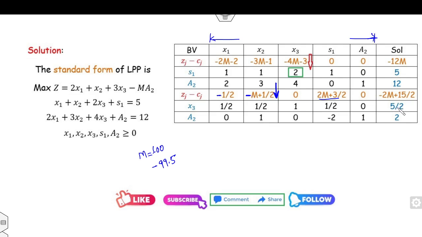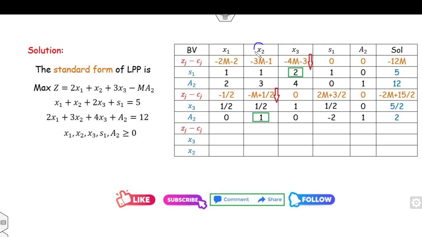Fine. What is the minimum ratio? This is 5, this is 2. So that number is my leaving variable, and that part is my box element. That means I have to remove A2 and replace it by X2. Again, because this forms the identity matrix, I can write X3 as the first column of the identity, X2 is my second column of the identity, and this value is 0. Divide the last row by 1, so this is minus 2, 1 and 2.